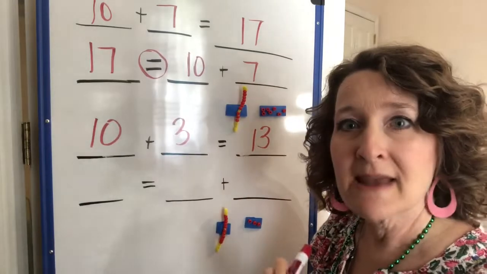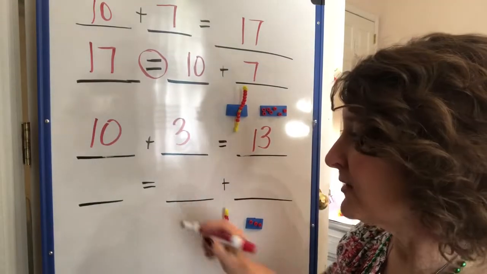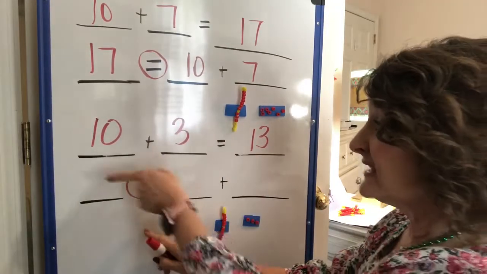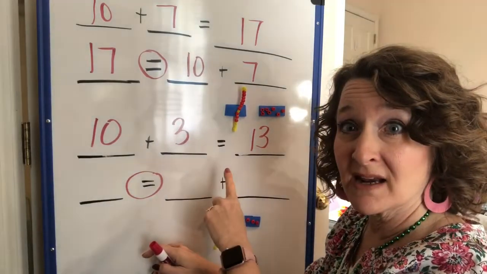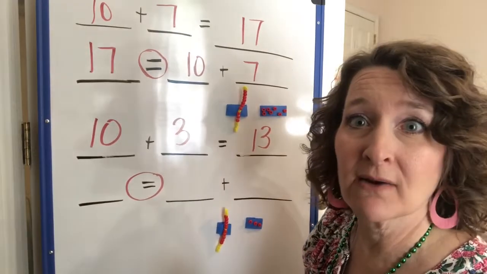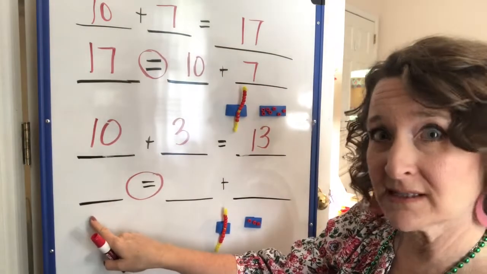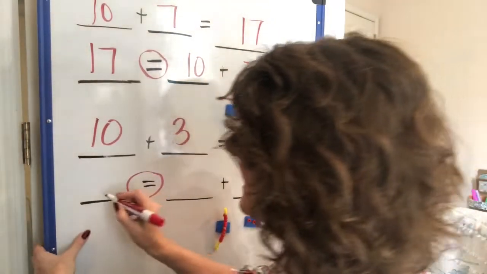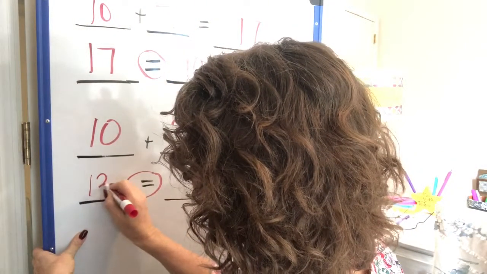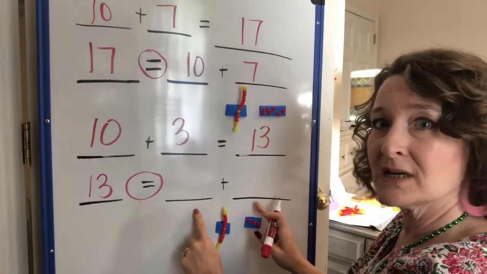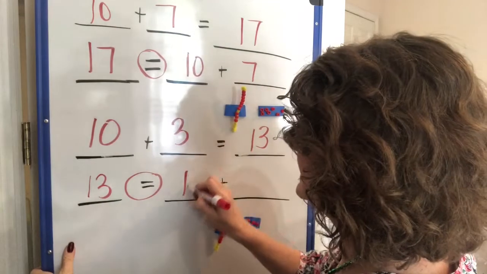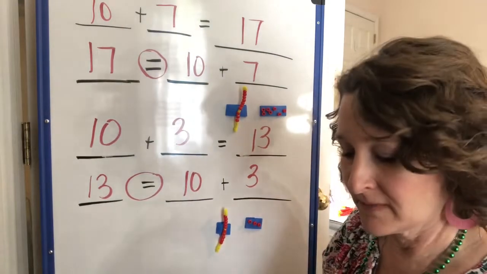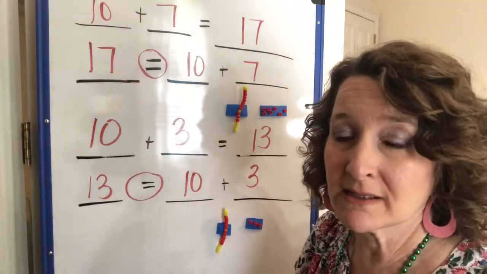Now I'm going to write that equation again, but notice again, the equal sign is here. It doesn't matter which place the equal sign is. I just have to pay attention to where it is. So now I know this side begins with the answer, with the sum, and that is 13. And what is 13 made from? 10 plus 3.